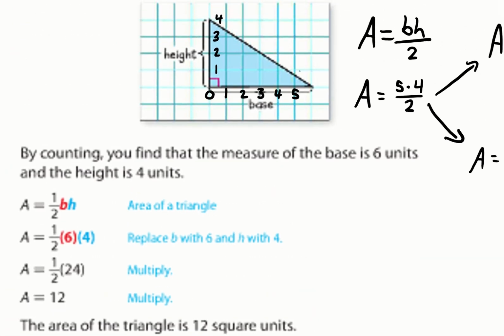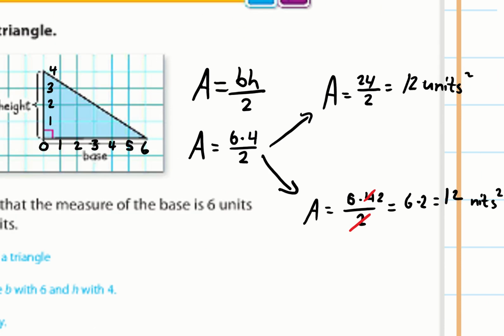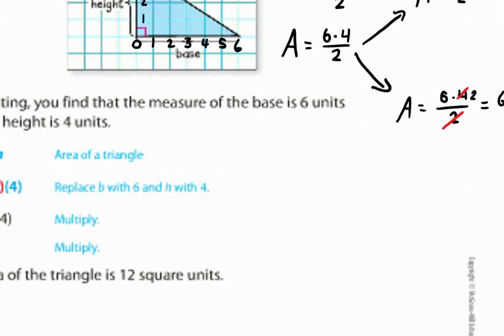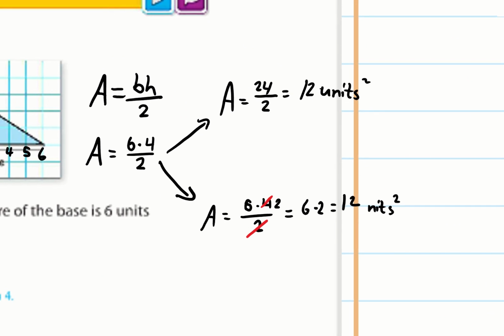And I made a mistake. Oopsies. That should be 6. Let me fix this. Okay, it is all fixed. My mistake, so the triangle ends here. I missed it. My apologies. But moving forward, 24 divided by 2, because 6 times 4 is 24, equals 12 units squared. Or we can do 6 times 4, but I simplified my 2, so 6 times 2 equals 12 units squared.